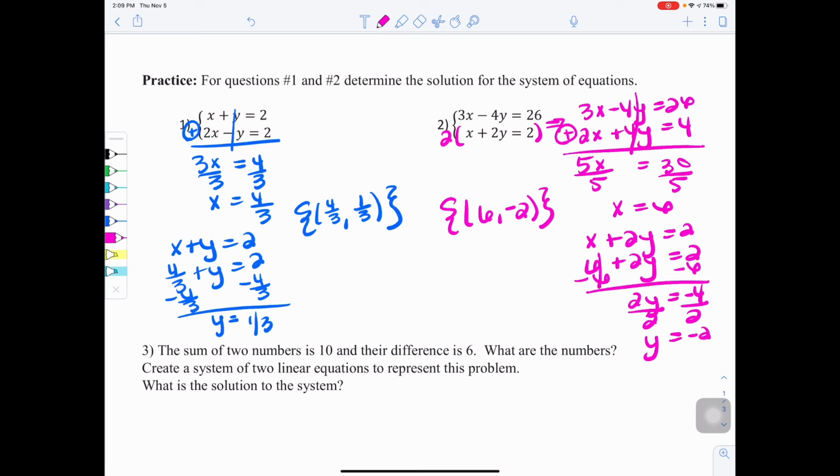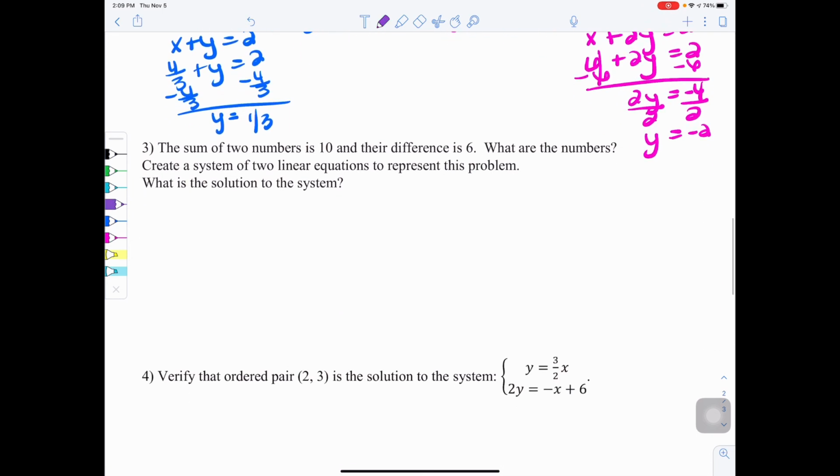Okay, and number 3, word problem. The sum of 2 numbers is 10, and their difference is 6. What are the numbers? Create a system of 2 linear equations to represent this problem. What is the solution to the system? So first we need some let statements. We have 2 numbers, so we'll let x equal the first number, and we'll have y equal the second number. So now we're working with 2 variables. So the sum of 2 numbers is 10, should be x plus y equals 10. The difference is 6, would be x minus y equals 6.